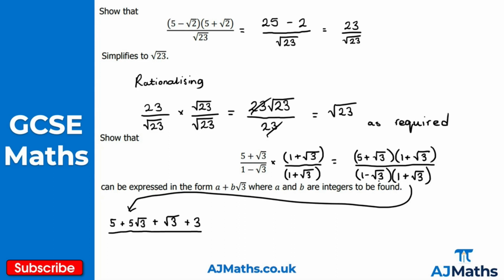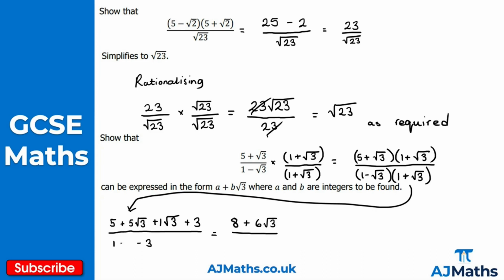The denominator now, notice here again, this is the difference of 2 squares. So we just need to do 1 times 1, which is 1. And then minus root 3 times positive root 3. And that gives me minus 3 there. So what have we got here now? Well, let's simplify the numerator first. So I've got 5 plus 3, which is 8. And then we've got 5 root 3 plus root 3. So take care here. This is 1 root 3. Adding them together, we get 6 root 3. Okay. So that's our numerator simplified.